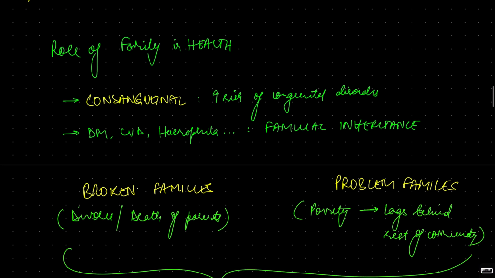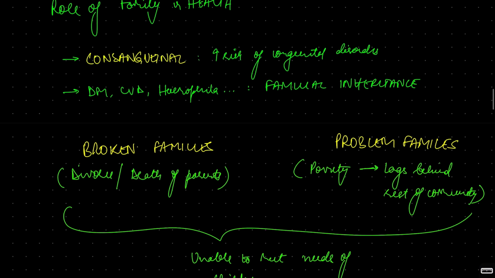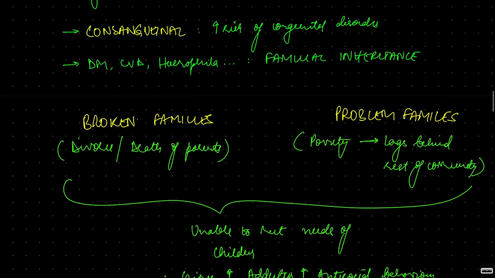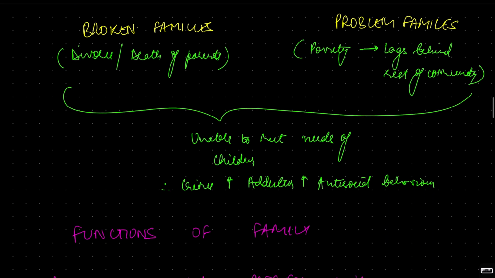Role of family in health and disease. Consanguineal marriage, there is increased risk of congenital disorders. Disorders like diabetes, hypertension, hemophilia, schizophrenia, color blindness, these all have familial inheritance. They can be passed down from one generation to the next. What are broken families? When there is divorce, separation of the two parents, or death of both parents, then the family is said to be broken.